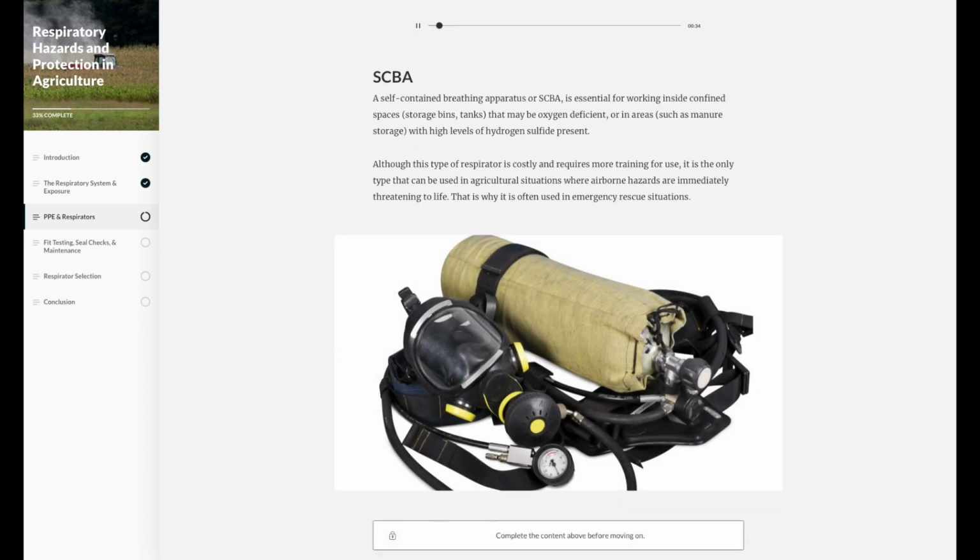A self-contained breathing apparatus, or SCBA, is essential for working inside confined spaces, storage bins, tanks, that may be oxygen deficient, or in areas, such as manure storage, with high levels of hydrogen sulfide present. Although this type of respirator is costly and requires more training for use, it is the only type that can be used in agricultural situations where airborne hazards are immediately threatening to life. That is why it is often used in emergency rescue situations.